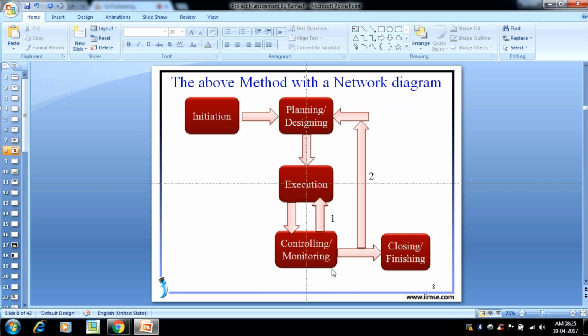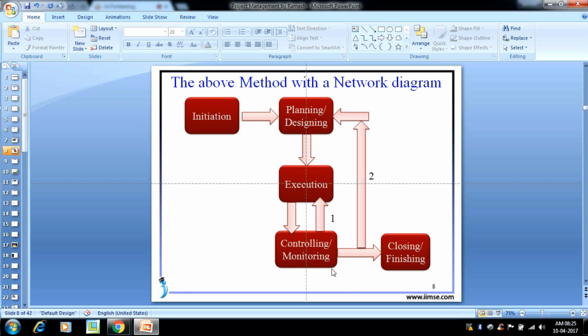See here, the above method with a network diagram, how it looks. First one is the initiation, the first starting step. The second one is the planning. The third one is the execution. Fourth one is the controlling and monitoring. Fifth one is the closing, finishing. But actually, just see here, the arrows are showing different directions.